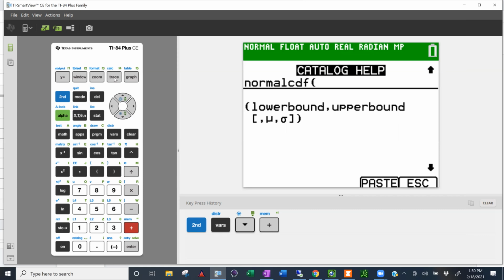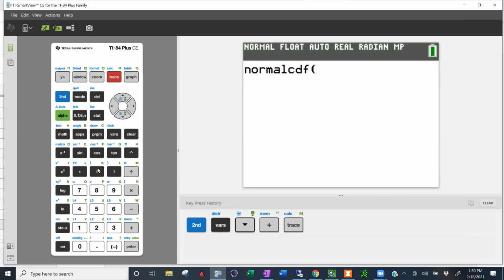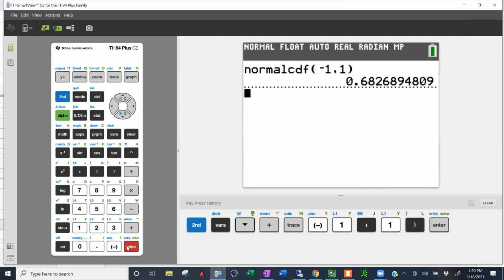So let me paste that in. And let's do between, let's say, -1, comma 1. Now, if I put a parentheses, it's going to assume that I have the standard normal curve, mean of 0 and standard deviation of 1. So bam. There we go. From the empirical rule, we see that that matches. We have about 68% of our data within one standard deviation away from the mean.